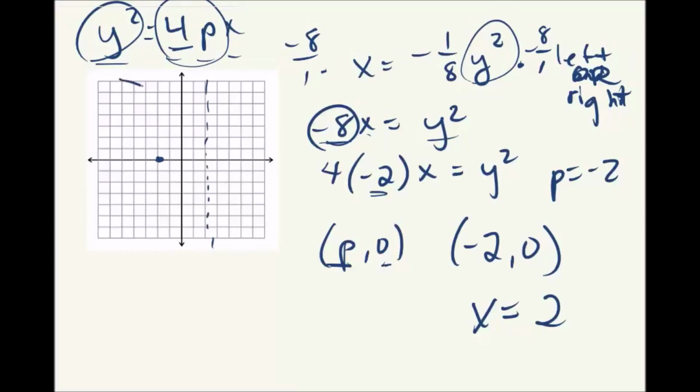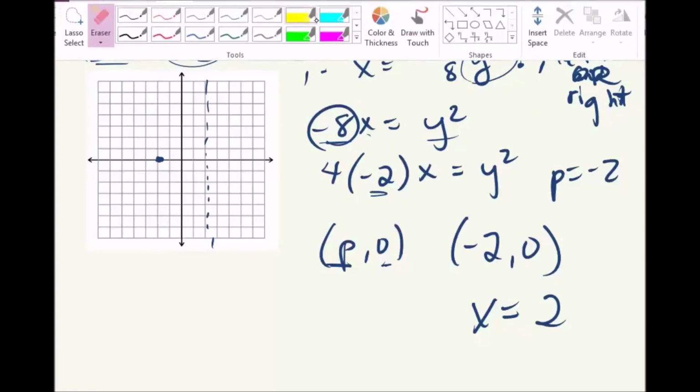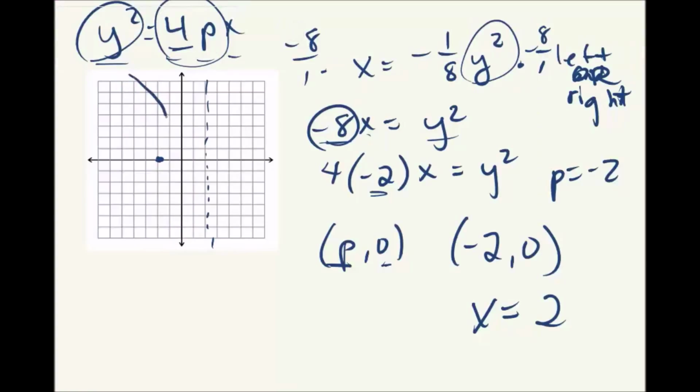So our parabola is going to look like this. And actually it's going to go through the center. All of these will go through the origin. You don't have to worry about ones that don't. That's what this is going to look like, with the focus here, this point, and the directrix x equals 2.